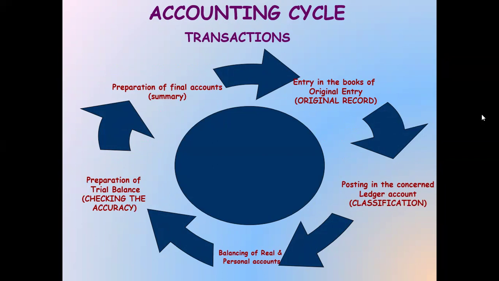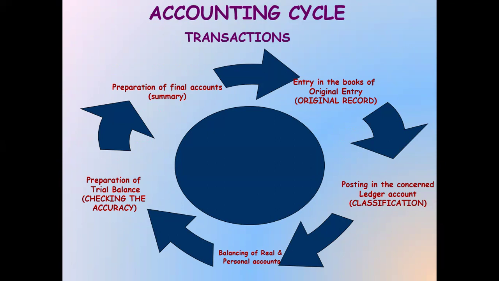So when the transaction occurs, first it is recorded in the journal, known as the book of original entry. It is recorded in chronological order in the journal. And after recording in the journal, we want to classify all the recorded transactions, so we classify them into the ledger.